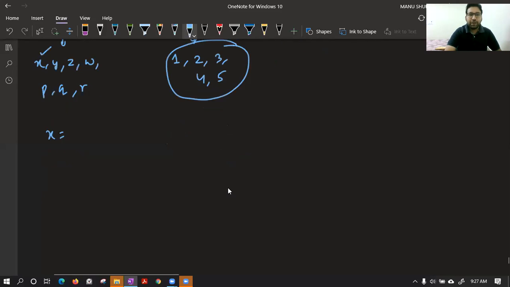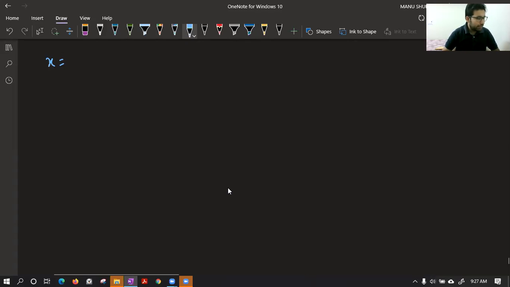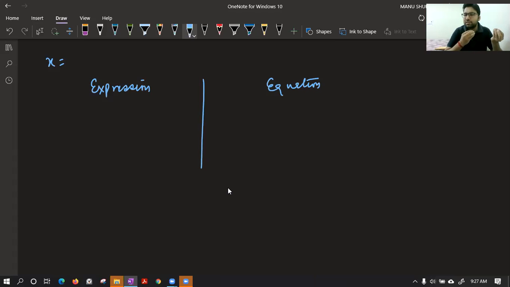Okay. Now, the second thing that we learned yesterday was expression and equation, in which I told you expression is a combination of constants or variables. Just like if you have x only, it is an expression. If you have 2 only, it is an expression. If I say 2x, it is also an expression. If I say 2x square plus 3, it is also an expression. So different combinations with the help of arithmetic operators.